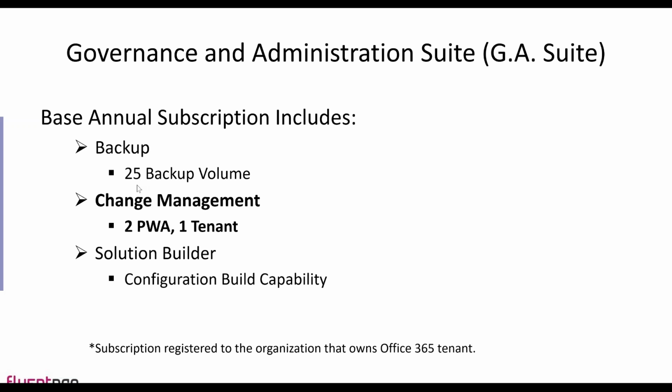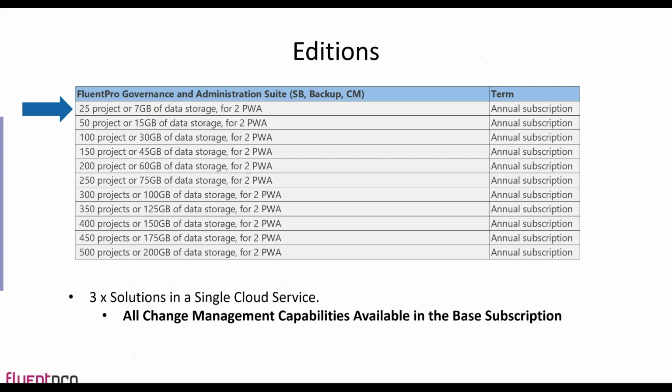You don't have to increase your backup volume to the number of projects that you have. Just for the base subscription, G.A Suite for Change Management would give you the 3 components. We haven't talked about Solution Builder in this webinar. We will later, but it gives you the ability to spin out a site with an existing template, configuration template. In terms of the volumes, again, the base subscription is 25 projects or 2 PWAs in a single tenant, and you are getting 3 solutions in a single cloud service. So all of the change management capabilities that I showed are available in that base subscription. You don't have to get anything else. If what you want to do is back up your configuration and have it replicated across test sites and development sites, training sites.